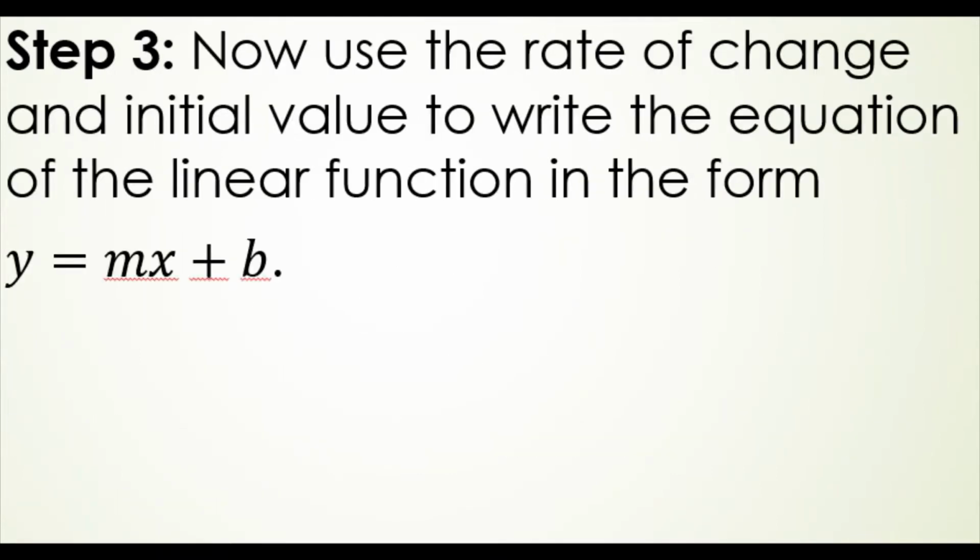Step 3 then is to use the rate of change and initial value to write the equation of the linear function in the form y equals mx plus b. So step 1 was to find the rate of change, that was our m. Step 2 was to find our initial value, that's our b, and now we just plug those two values into this equation, y equals mx plus b. Plug in the rate of change for m and the initial value for b.